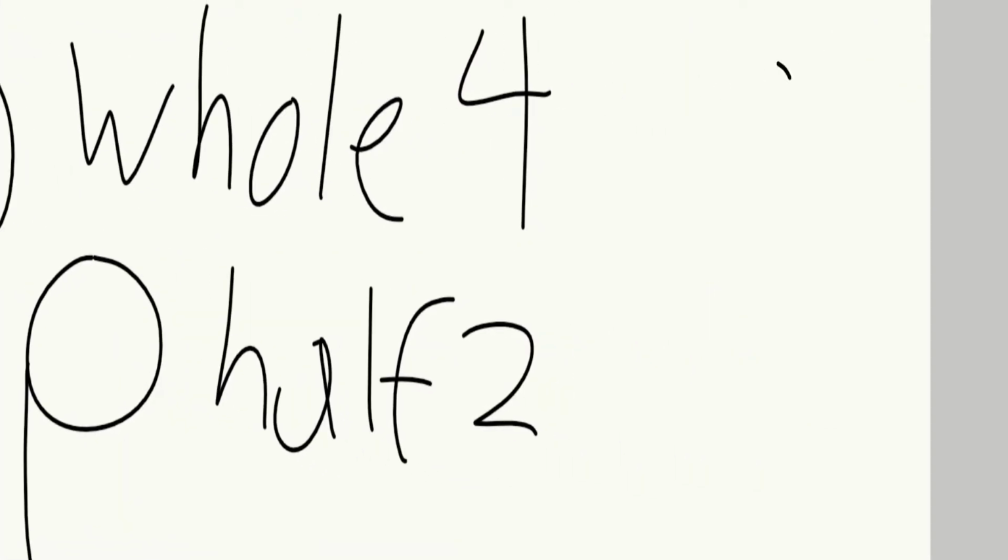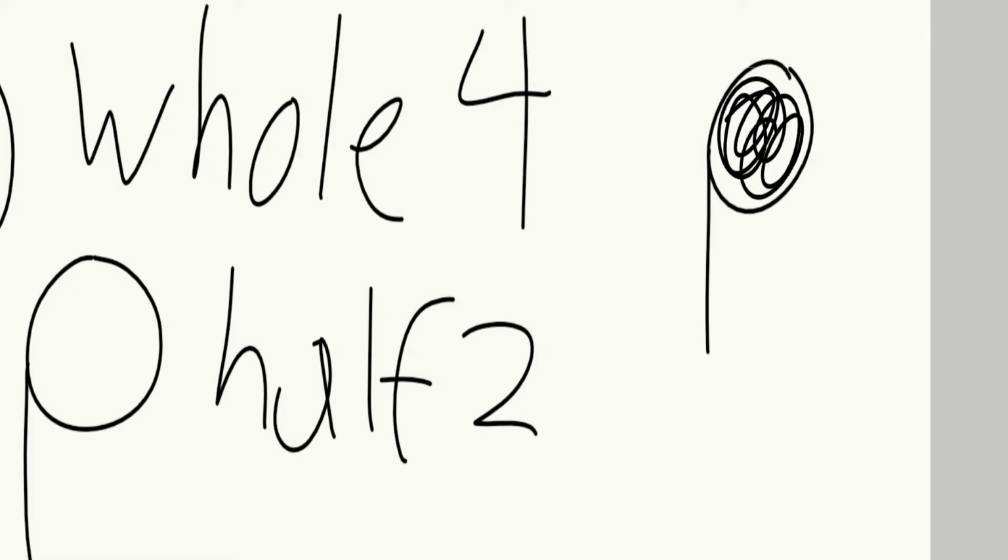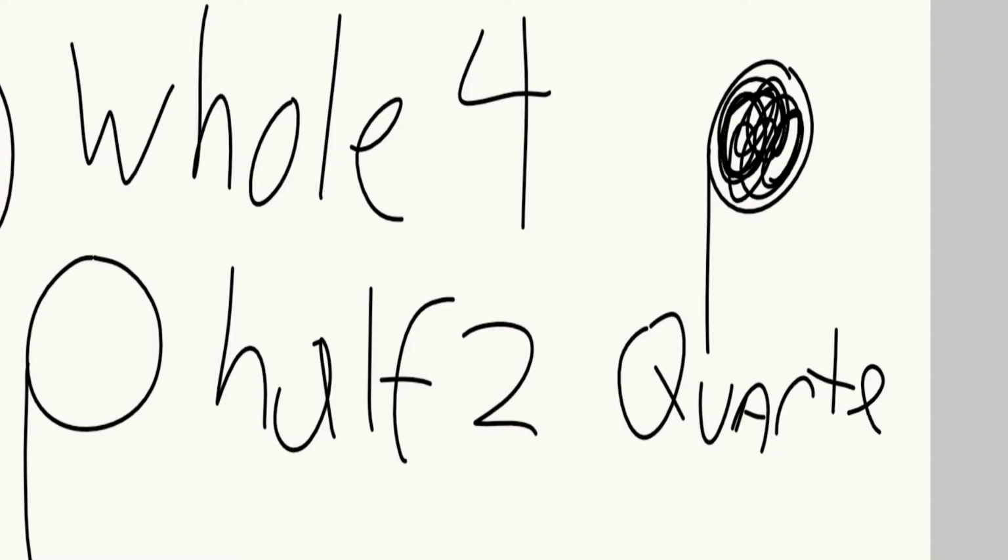And then you have a quarter note. It's basically just colored in. It's all solid. This is a quarter note. It gets 1 beat. So that's it. For right now, those are the 3 types of notes we're going to have.